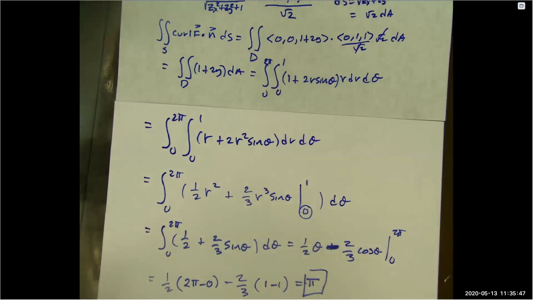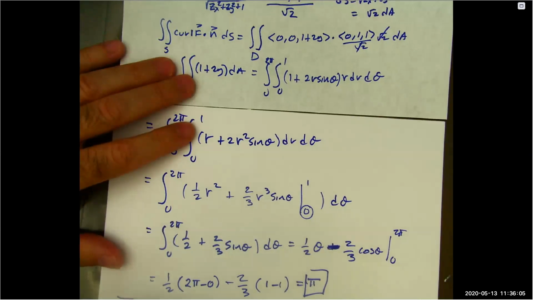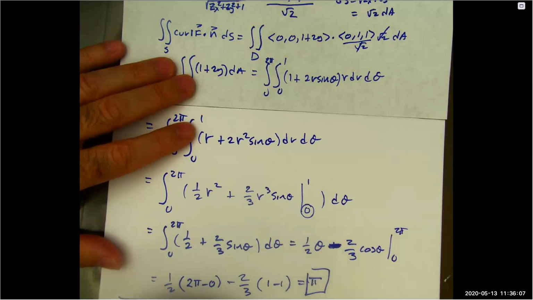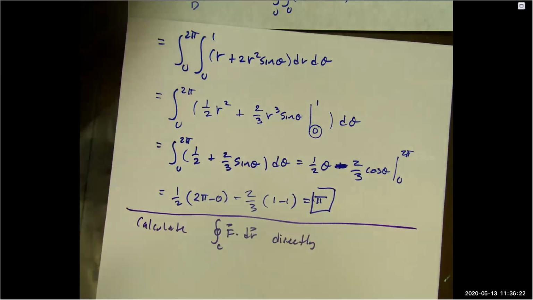So let's see if we can work this the other way. I think that this is the easier way, but let's see what you think. So let's go ahead and take this problem and rework it another way. Let's calculate the line integral of F dot dr directly. So we're going to calculate that directly.